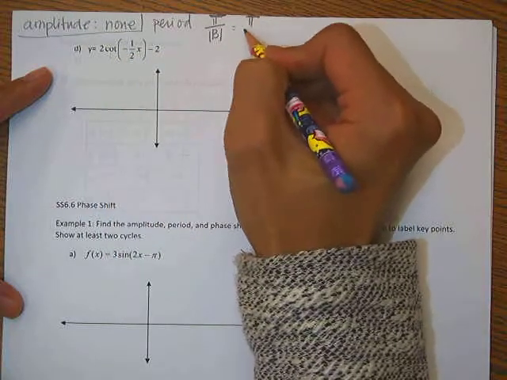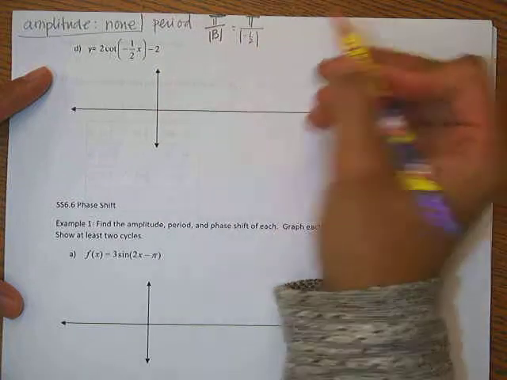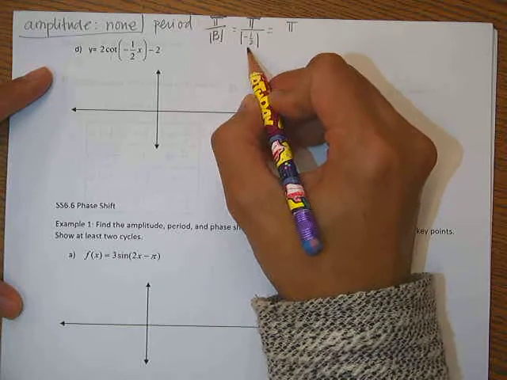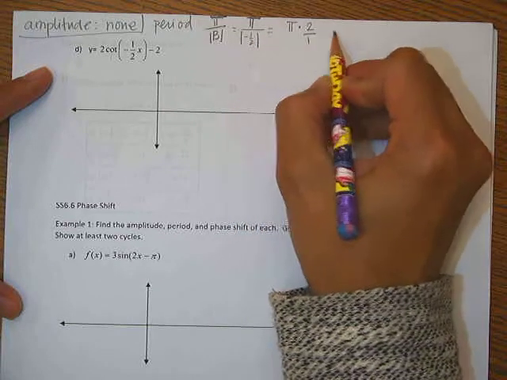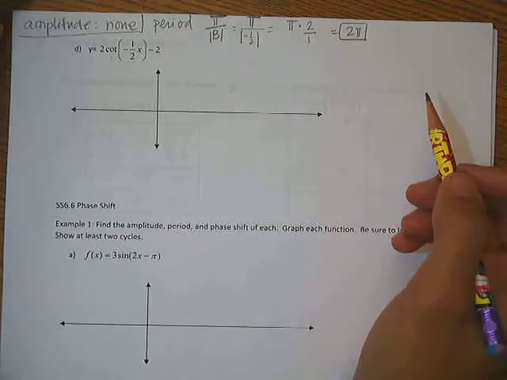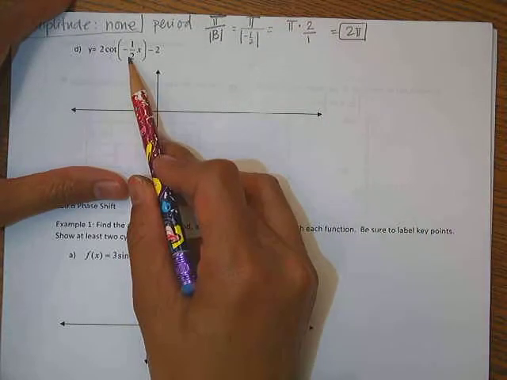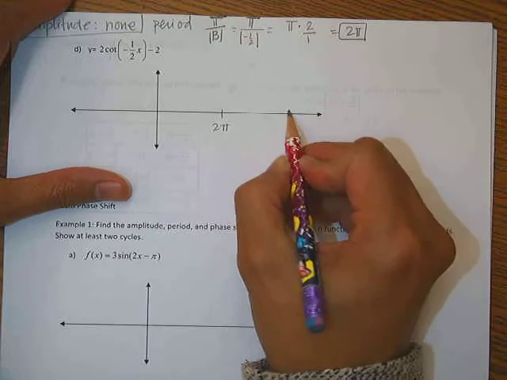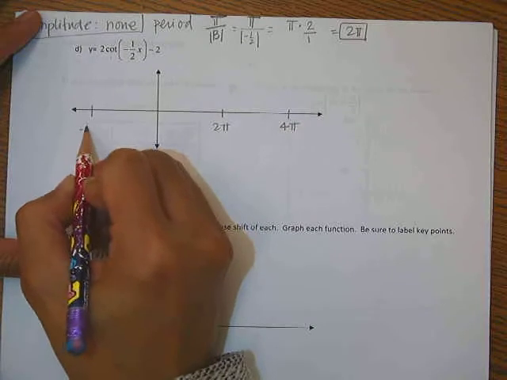So pi over the absolute value of b. B happens to be -1/2. Okay, so absolute value is going to be a +1/2. Dividing by 1/2 is going to be the same as multiplying by 2/1. So your period is 2 pi. Okay. Remember, the normal period for a parent function is pi. So this is a horizontal stretch, to 2 pi. So 2 pi, I want to do 2 full cycles, so now 4 pi. If I want to go left, it would be a -2 pi. Okay.